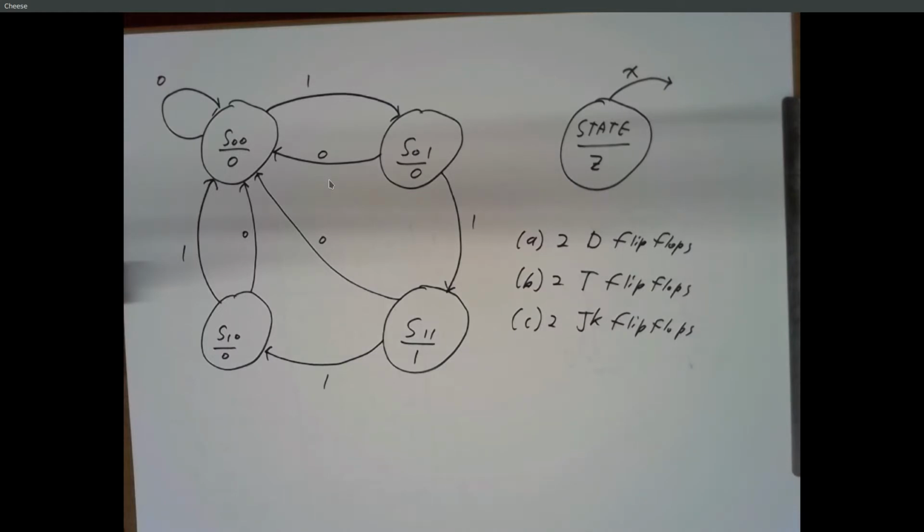Because we have the inputs, which is D1, D0. We have the inputs of the two flip-flops, and we have the input X. And yeah, that's it. And then for the output, it's just going to be NS, the next state. And this is going to be S1, 0, 0, 0, and 1 on S1.